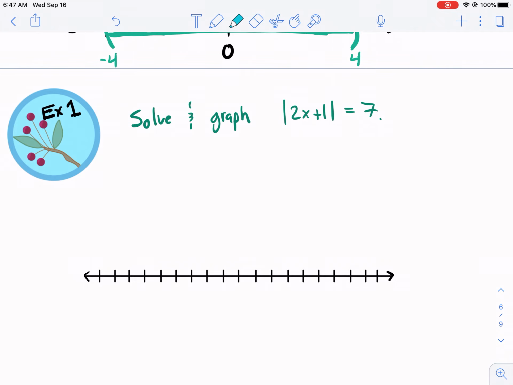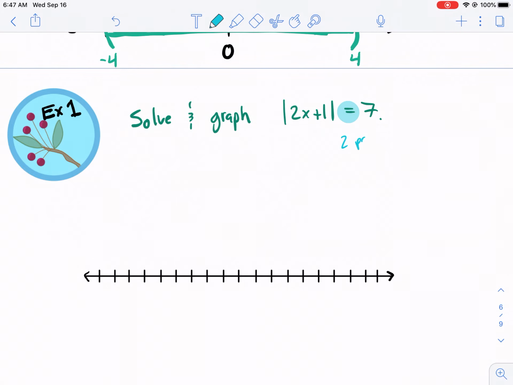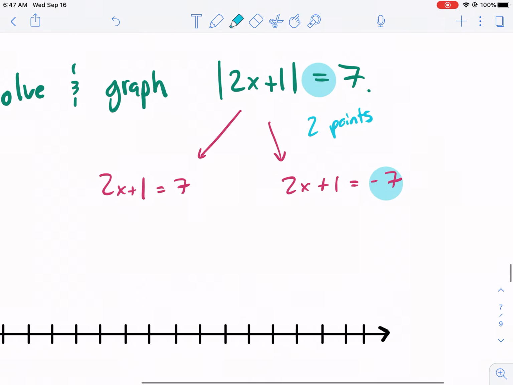We have example 1, solve and graph 2x plus 1, the absolute value of that, equals 7. Now here's the first giveaway. If this equals 7, we know we're just going to be graphing 2 points, as I indicated earlier. So we have 2 points here, but we still follow the process of splitting. So we're going to split this into 2 branches. We have 2x plus 1 equals 7, and then 2x plus 1 equals -7. So you do this negative thing even with the equal sign, but notice how we don't flip the equal sign.